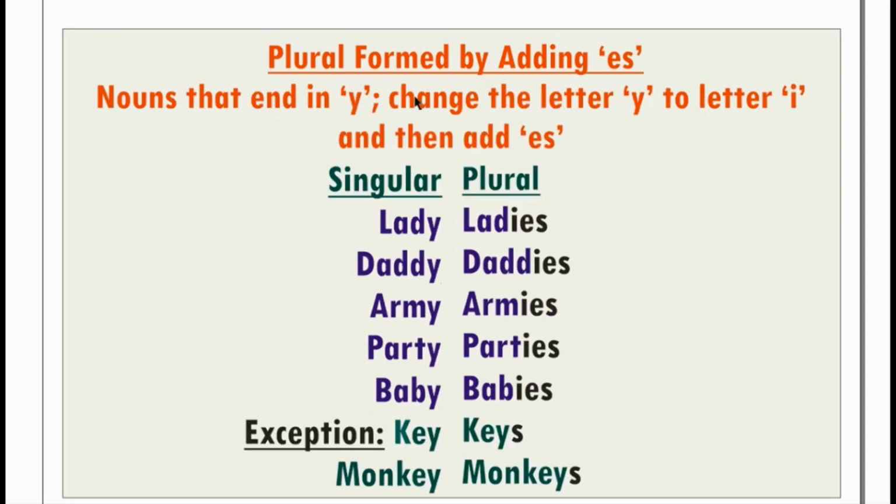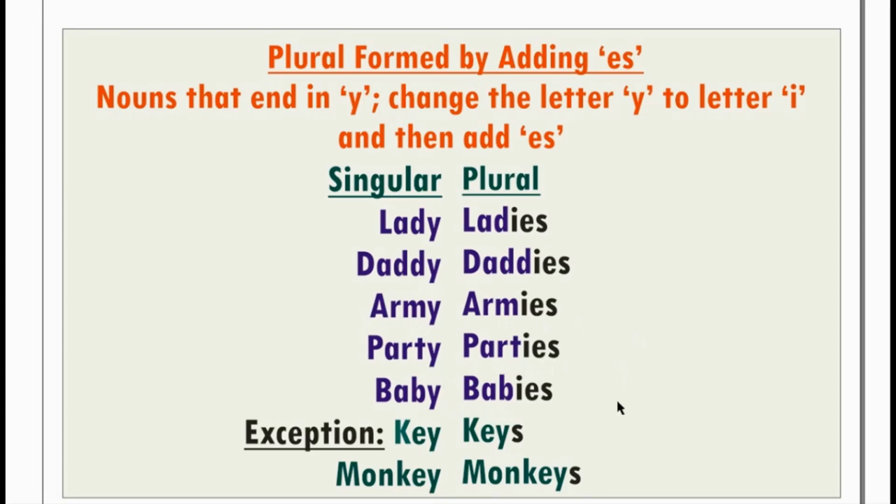A good number of nouns in the English language have plural forms that end in s or es. Nouns that end in letter y change the letter y to letter i and then add es. For example, lady. Lady ends with letter y in the singular form. So when we want to make it plural, we change the letter y to letter i before we add the es. Lady, ladies. Daddy, daddies. Army, armies. Party, parties. Baby, babies.